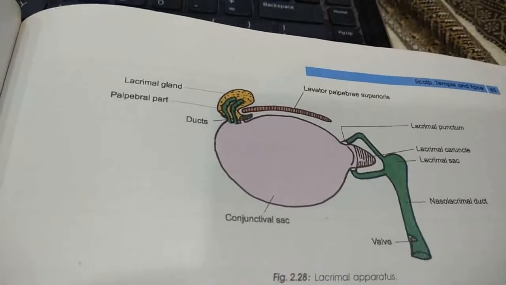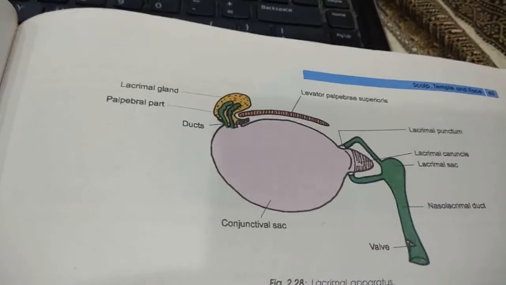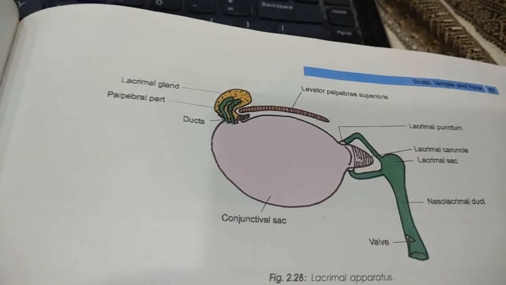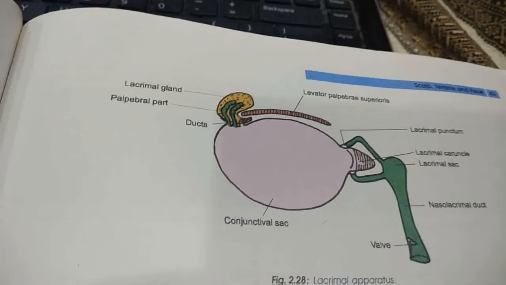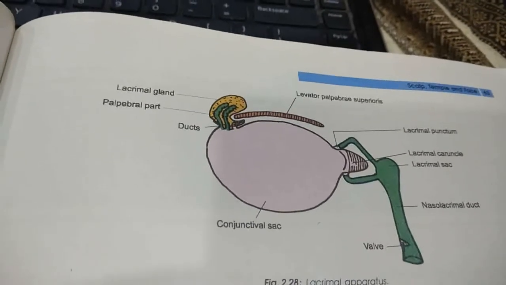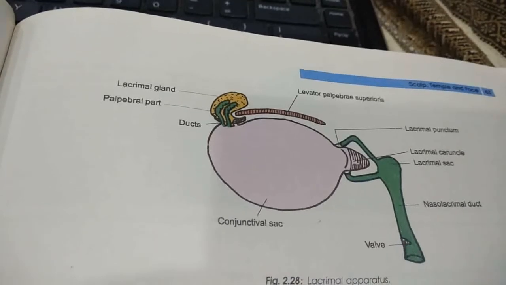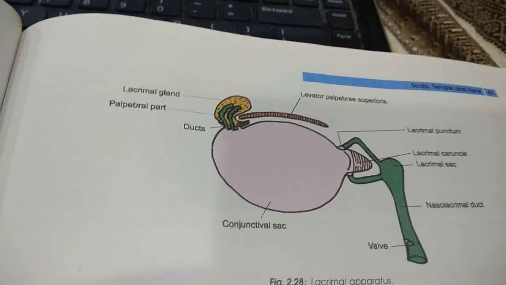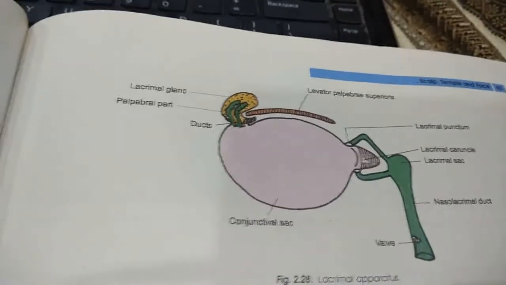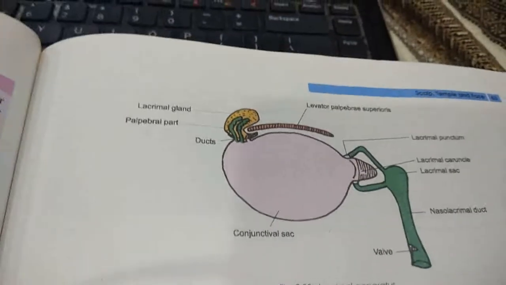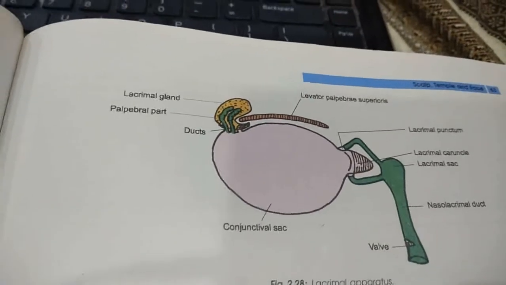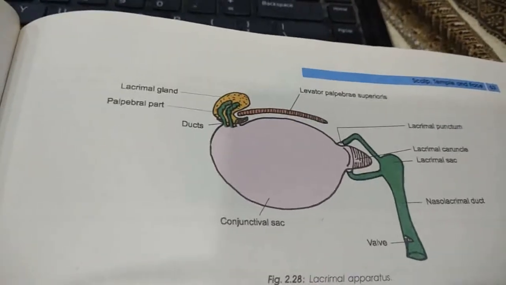Palpebral conjunctiva is thick, opaque and highly vascular, as opposed to transparent, and is adherent to the tarsal plate. The tarsal plate, in the upper eyelid, is the superior tarsus, the upper tarsal plate.